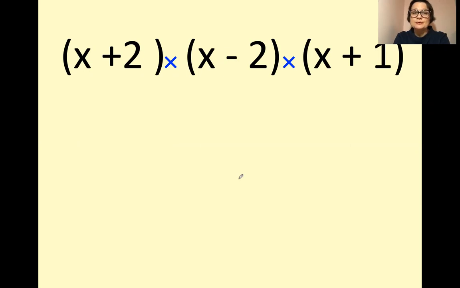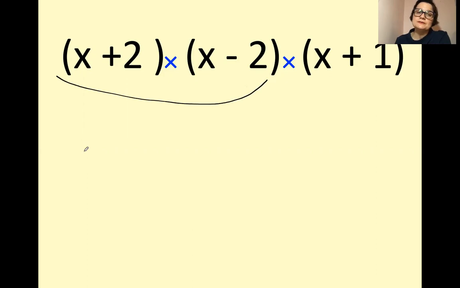So all you need to do is multiply the first two brackets, or choose any two brackets, but I'm going to stick to multiplying the first two brackets. So for the moment, ignore the third bracket. Let's multiply just the first two together.